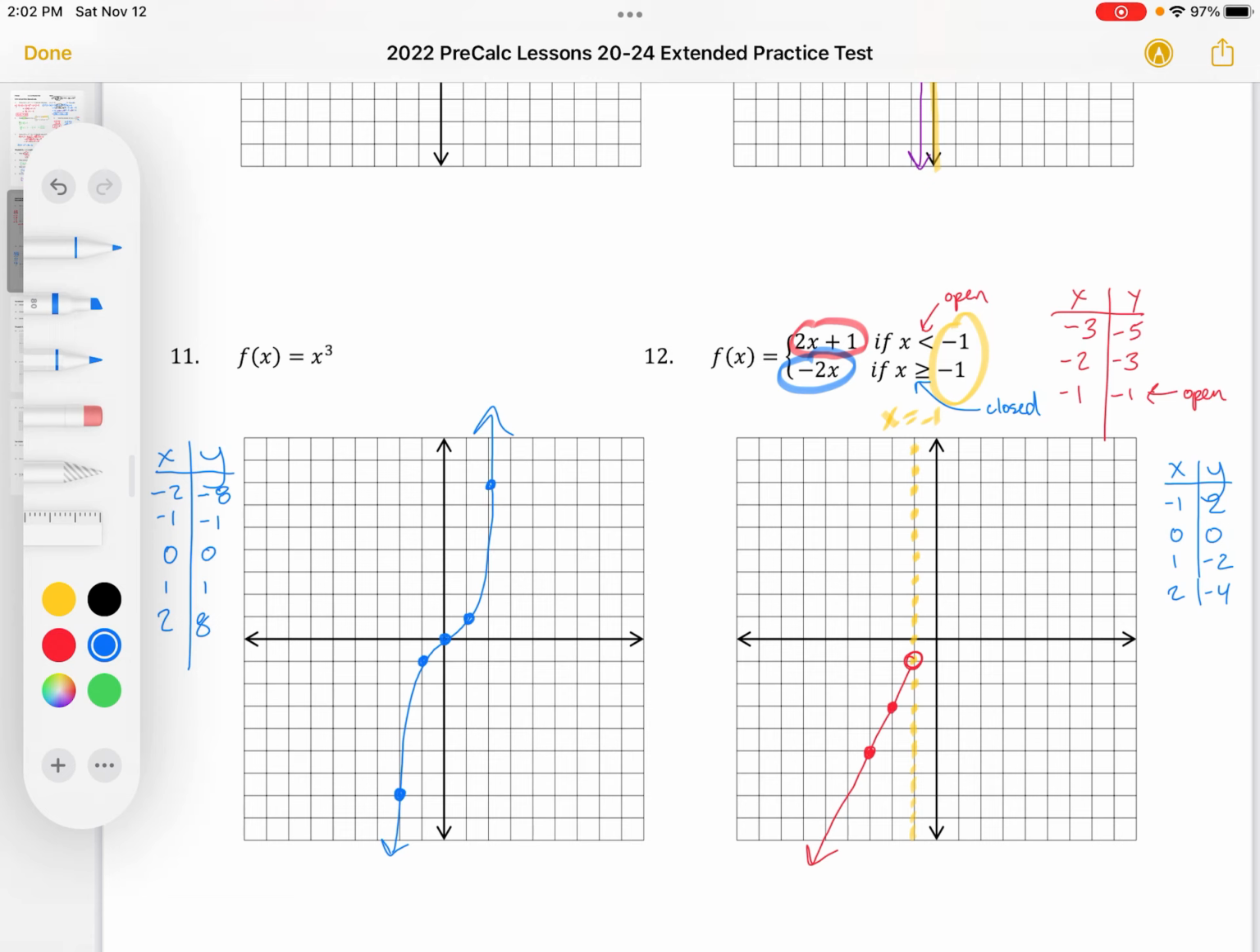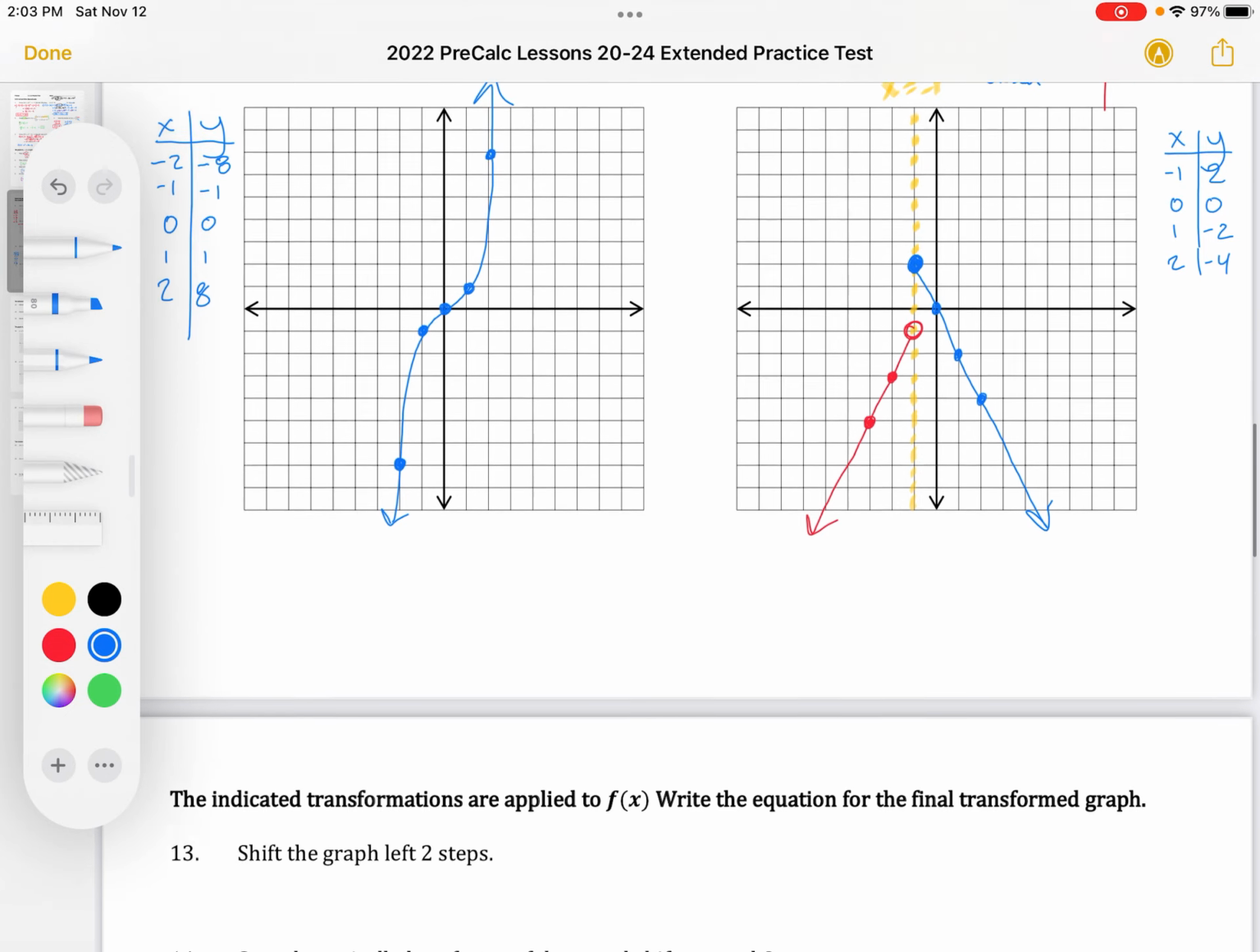So here's the point -1, 2. And that's going to start on a closed circle because I can include that value for this graph. And then 0, 0, 1, -2, and 2, -4. And then this graph is going to keep going down and to the right because these are all the x values greater than -1. All right, so that is our piecewise graph.